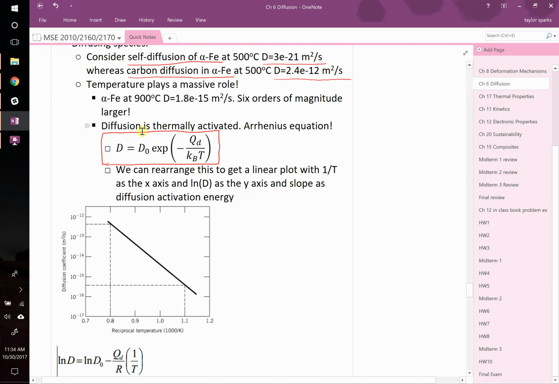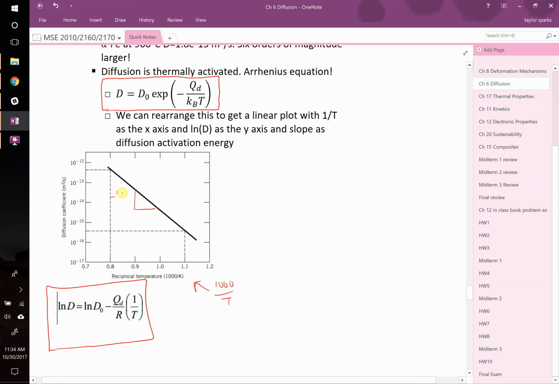Or in other words, if you plot reciprocal temperature, this is 1000 over temperature, and you plot the diffusion coefficient on this side, you could figure out the activation energy from this slope. This slope is equal to negative Q over R, right? That could be R or kBT, depending on if you're talking about per atom or per mole of substance.